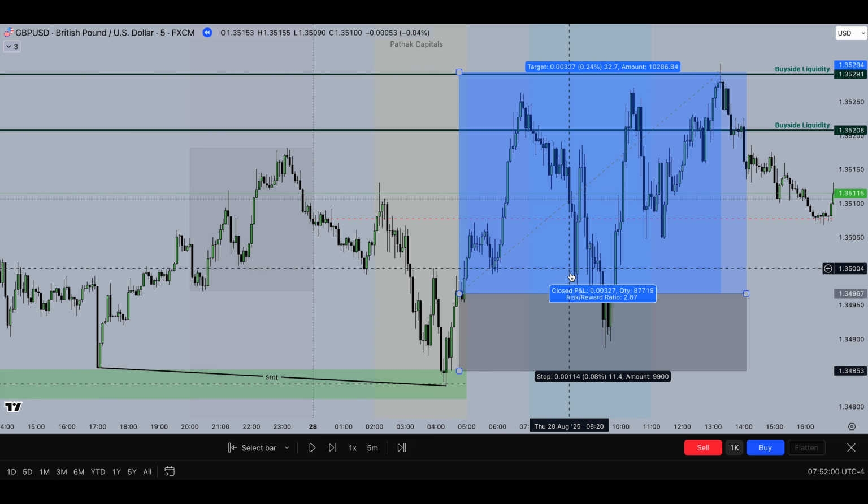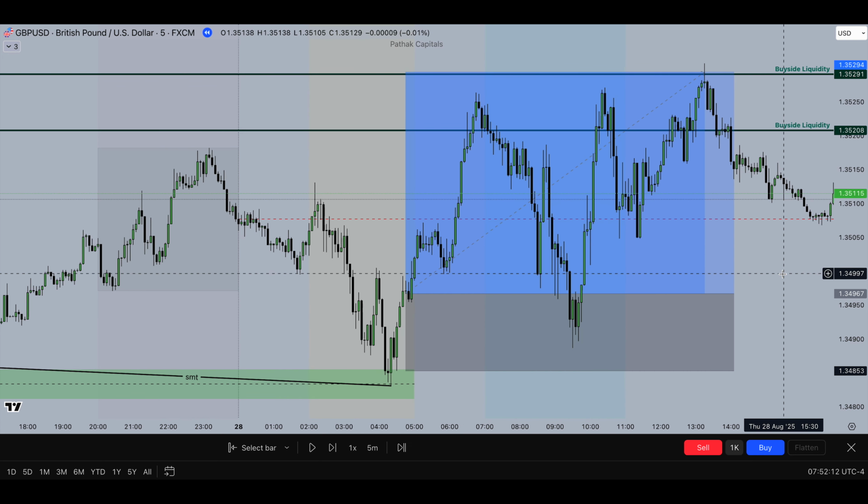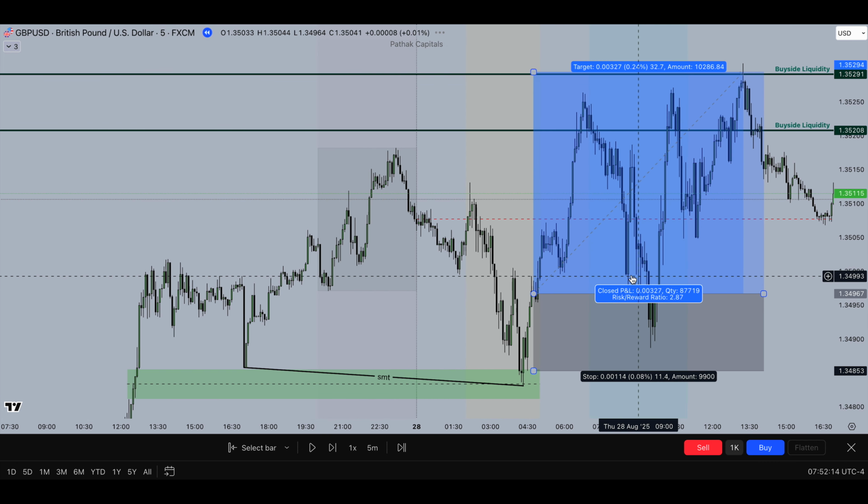If you trailed into here, you would have taken a stop, then it would have started going higher. You might have entered impulsively in here, stopped out again. Imagine taking several losses when your narrative and bias is absolutely correct. That is where SMT helps you.